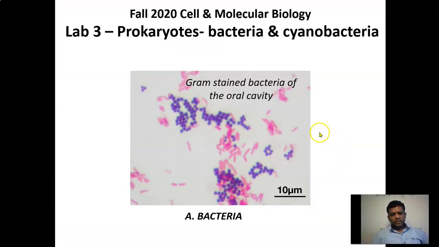Hello, welcome to Lab 3 of Cell and Molecular Biology. In this lab, we will study prokaryotes, which include bacteria, and cyanobacteria, which are a type of bacteria. We'll first start with bacteria. We will use a technique called gram staining, which allows us to see different kinds of bacteria and their shapes.